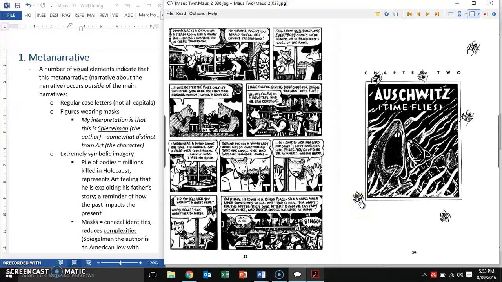So today we're looking at chapter 2 of book 2, Auschwitz Time Flies, which opens with this really haunting graphic image of Jewish mice being burned at Auschwitz. So we'll get to that a little bit later as we go through the walkthrough.